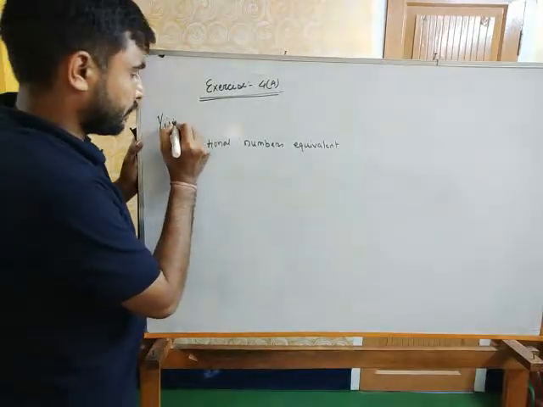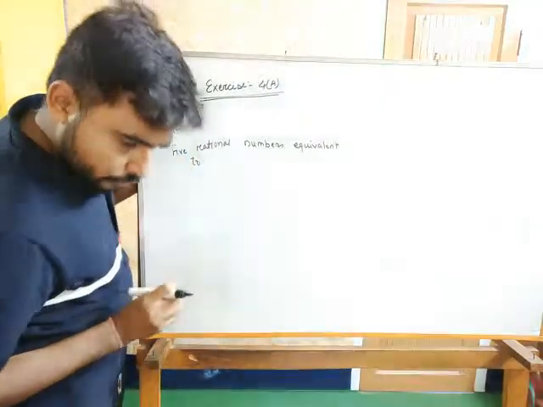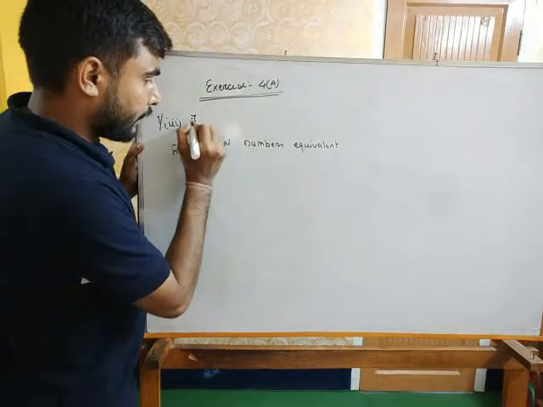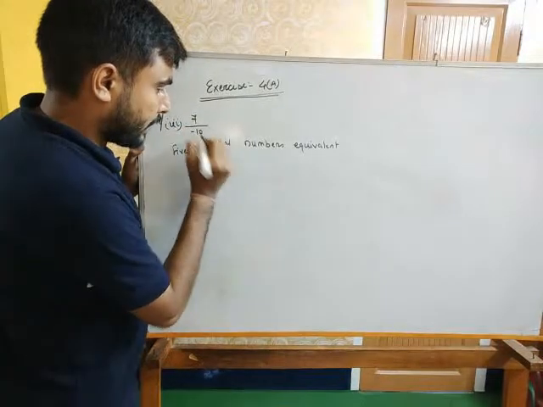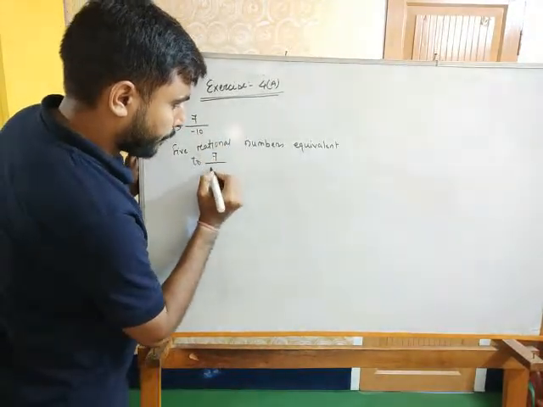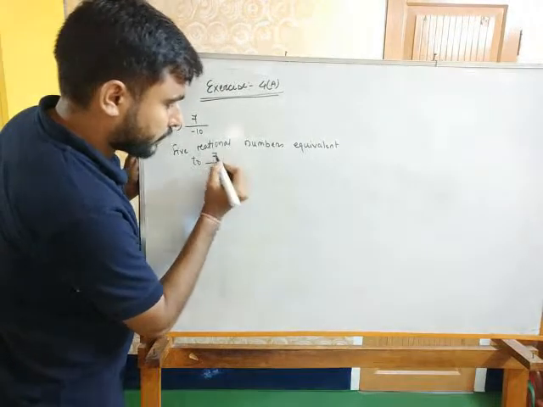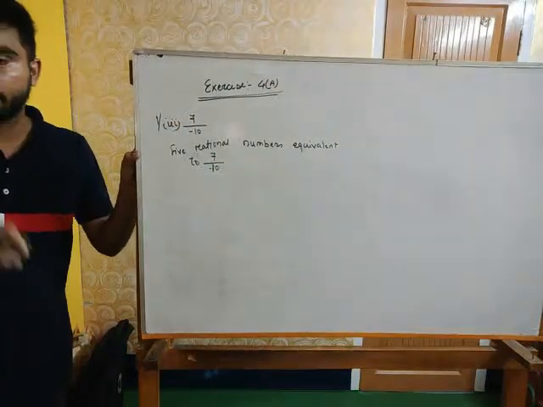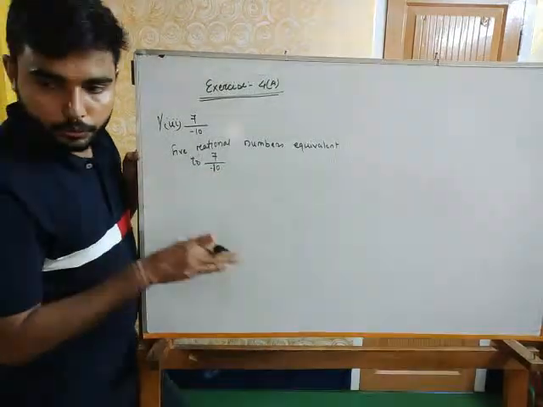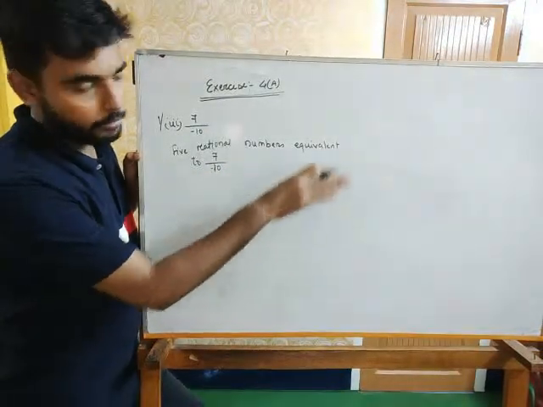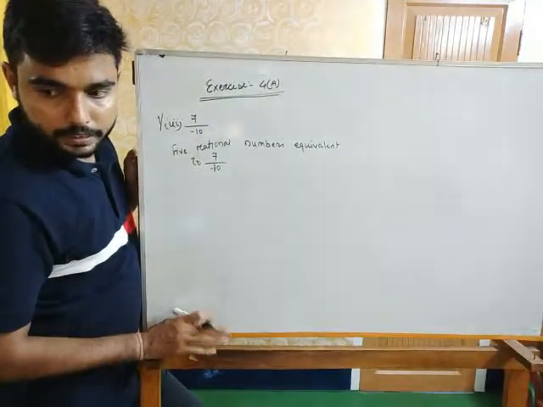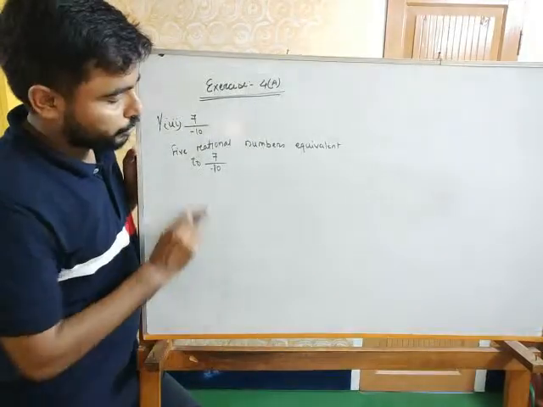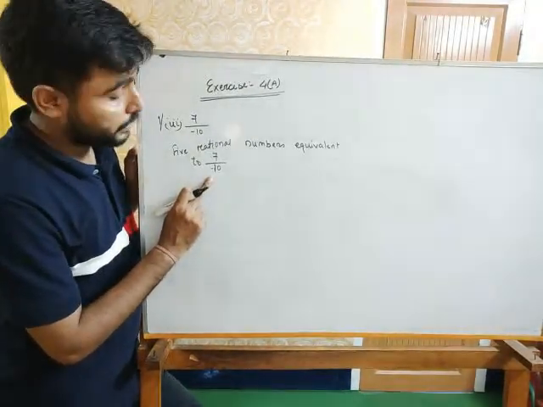Number 3, 7 by minus 10. So now you might be knowing what I am going to do. First, I will multiply 2 with the numerator and denominator, then 3, 4, 5, and 6. And we will get 6 new rational numbers which will be equivalent to 7 by minus 10.